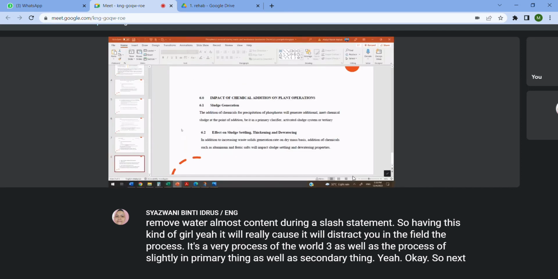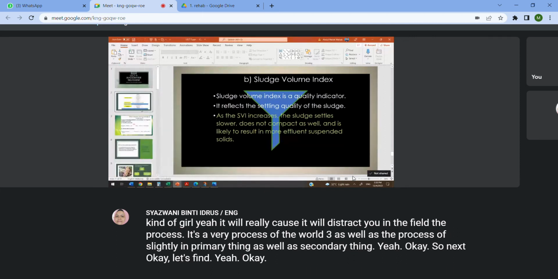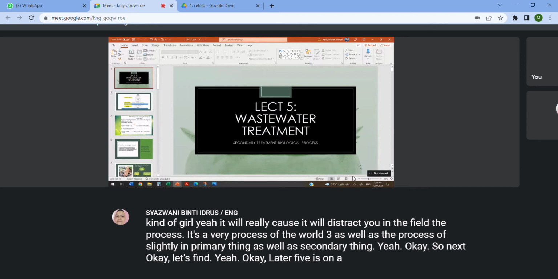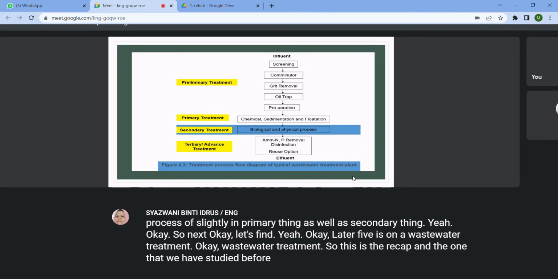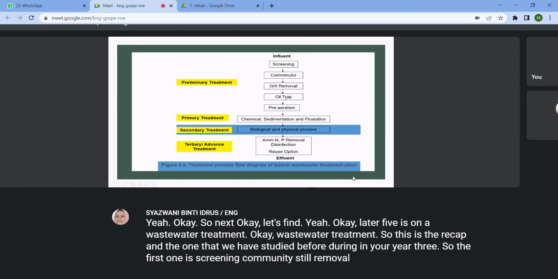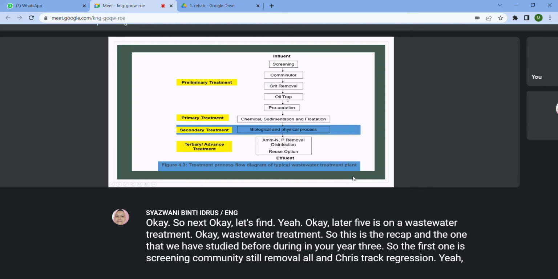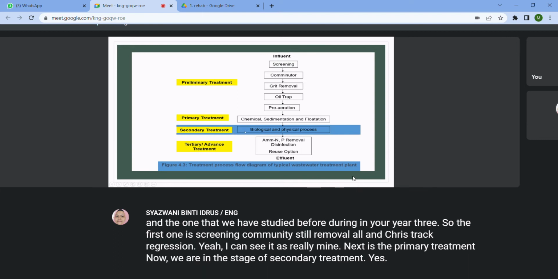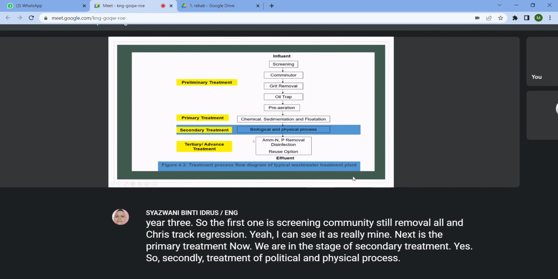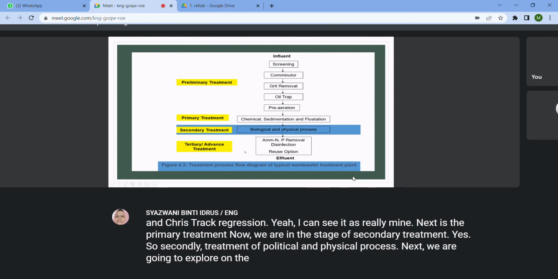So next, lecture 5. Lecture 5 is on wastewater treatment. This is to recap what we studied before in your year 3. The first one is screening, comminution, grit removal, oil and grease trap, and pre-aeration. They are considered preliminary treatment. Next is the primary treatment. Now we are at the stage of secondary treatment, biological and physical processes. Next, we are going to explore tertiary treatment.